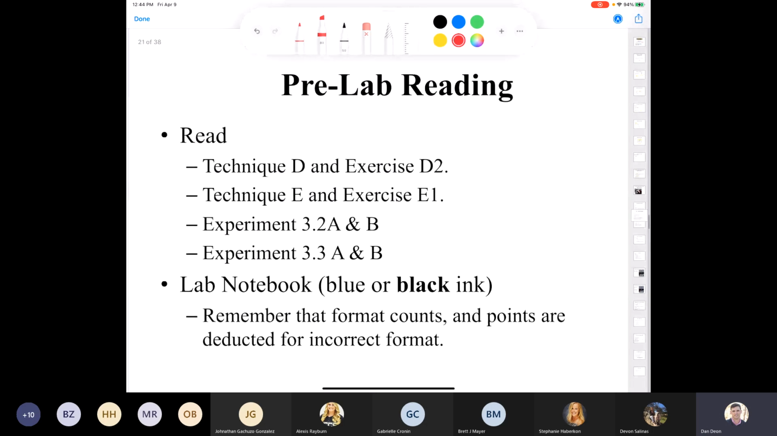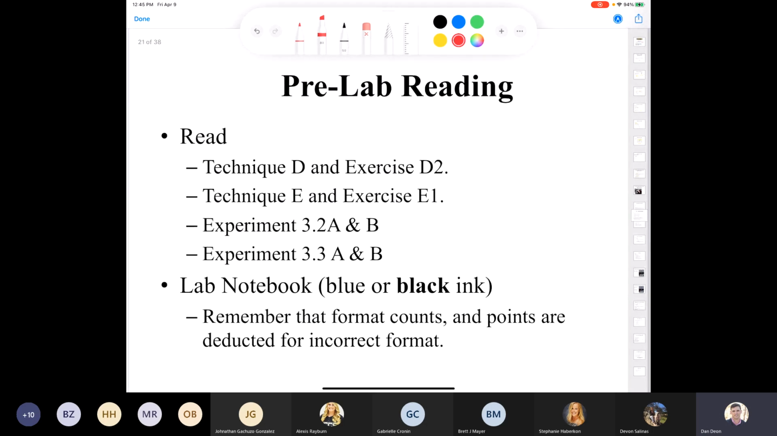What do I expect you to read before coming to the lab? Well, if you haven't done it already, I expect you to read Technique D, which deals with boiling points. I expect you to read Technique E, which deals with refractive index. A lot of good information in there. Then I expect you to read Experiment 3.2 A and B. This is the wet part of our lab. And then experiment 3.3 A and B, this is the dry part of our lab. And the dry part of our lab, this is covered in the data sheet, okay?